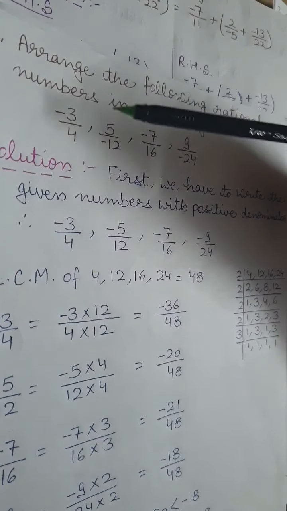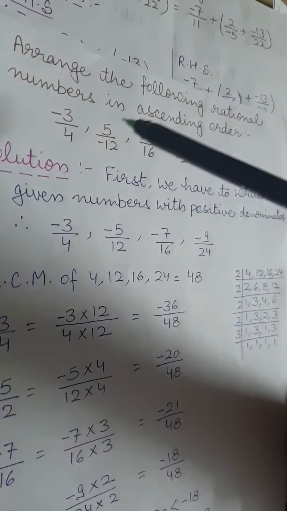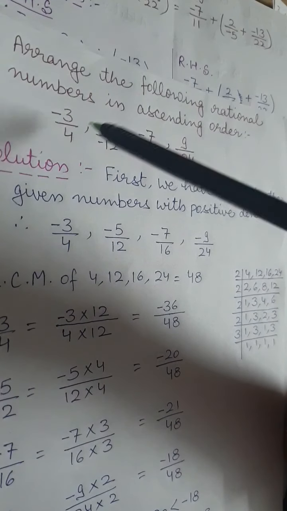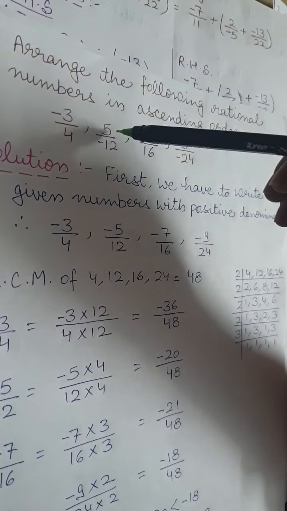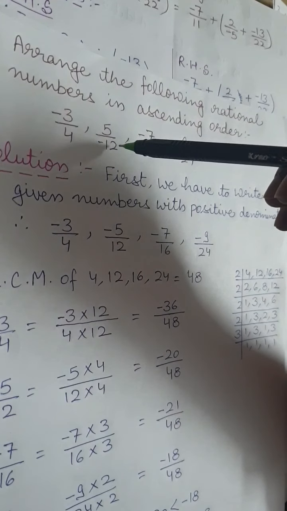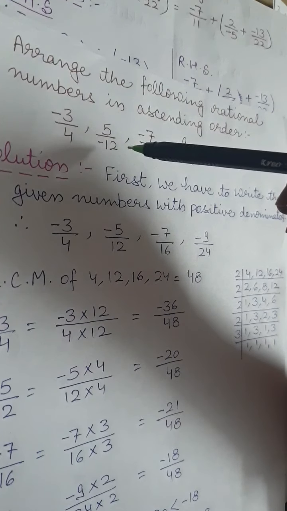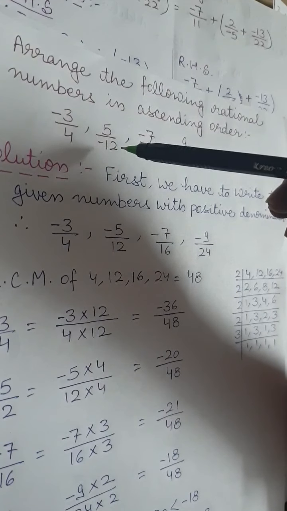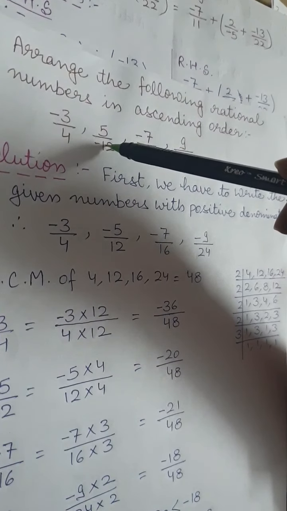Fine. Now see the question. Here -3/4. Its denominator is 4. So nothing to do with that. Now -5 upon -12. Here the denominator is negative. What we have to do? We have to make the denominator positive. इसमें हमें denominator positive करना है.